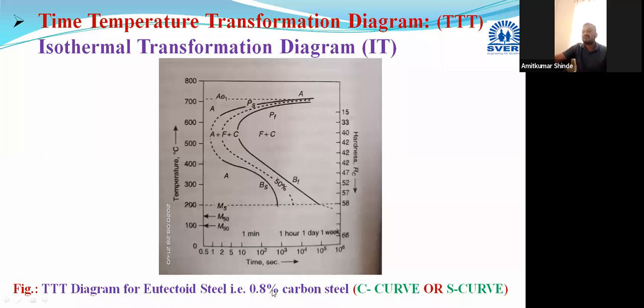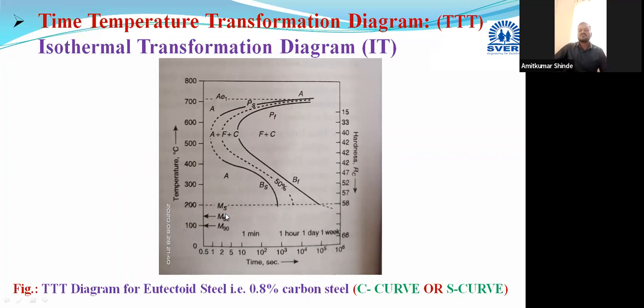eutectoid steel. If carbon percentage is below 0.8%, then it is hypoeutectoid steel. And if carbon percentage is above 0.8%, then it is hypereutectoid steel. Okay, now first we will start with the meaning of this TTT diagram. TTT diagram means time temperature transformation diagram. Hence it is termed as TTT diagram.